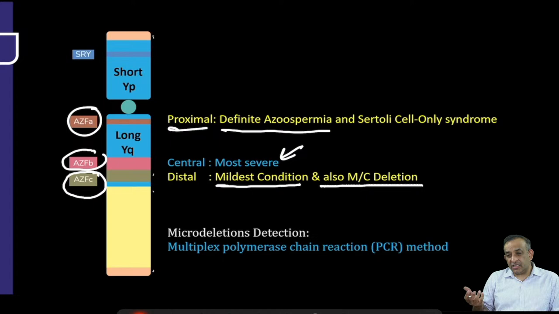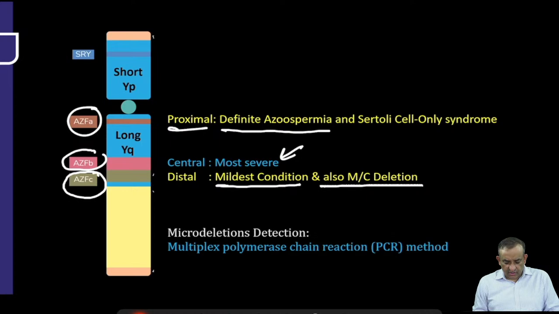You will get sperms in this. You can use the sperms, although they're very few, only for ICSI. You can give this father his own biological child, all right? So how do we detect this micro deletion? They are detected by multiplex PCR.